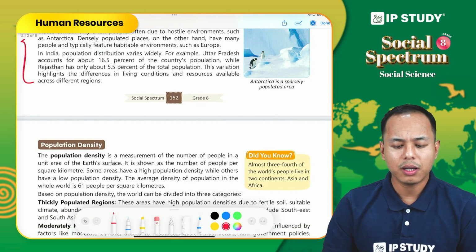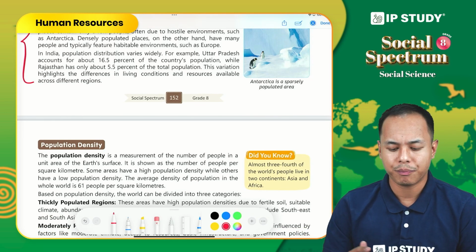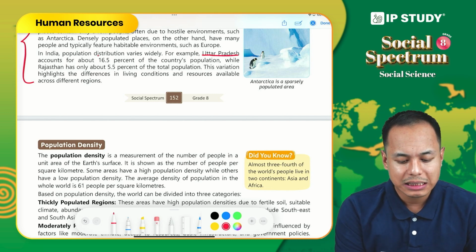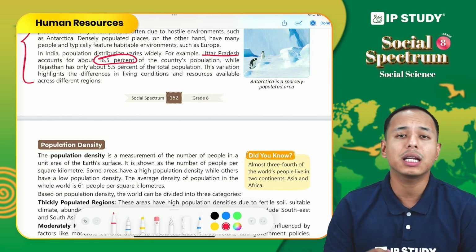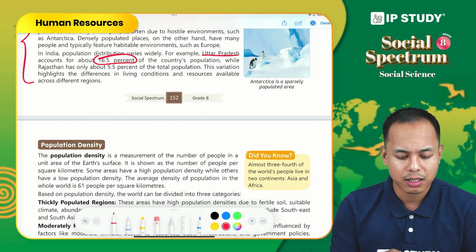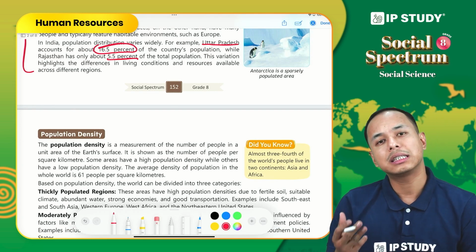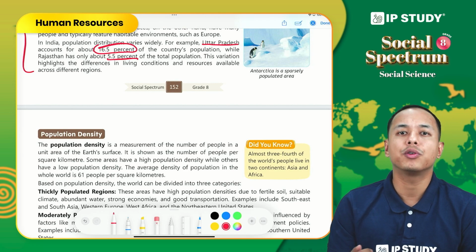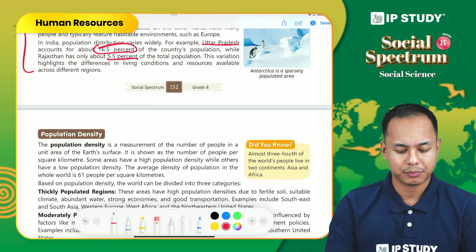Now, population distribution in India is also not uniform. Uttar Pradesh accounts for 16.5% of the country's total population, but on the other hand, states like Rajasthan only account for 5.5%. Same thing, different factors play an important role in distribution. It could be resources, relief or climate.